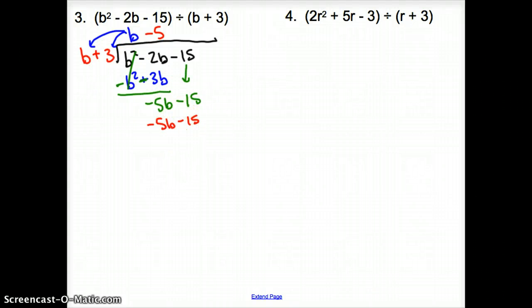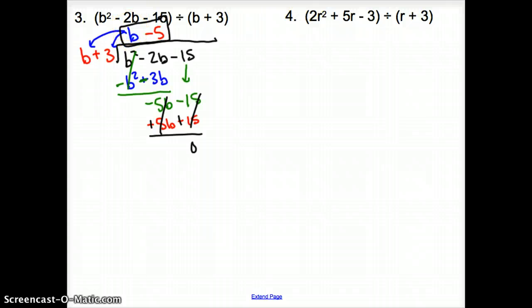Now what do we do once we found our numbers? We change the signs. So now they were both subtraction. We change them both to addition. This is 0. This is 0. So our final answer is b minus 5. That is the quotient when you divide these two polynomials.